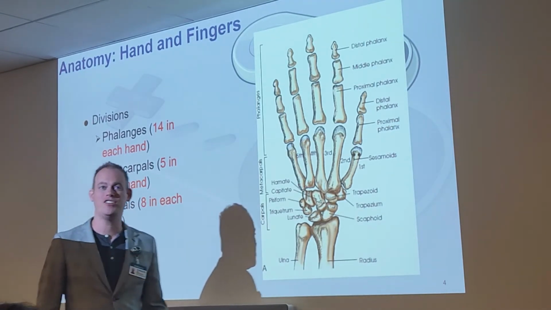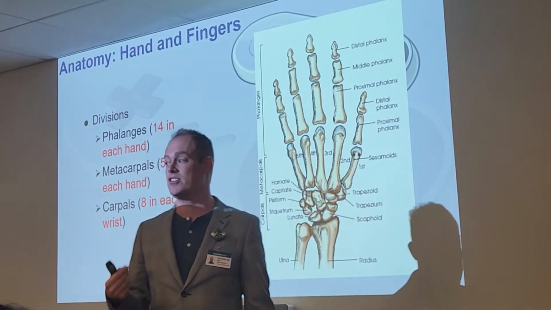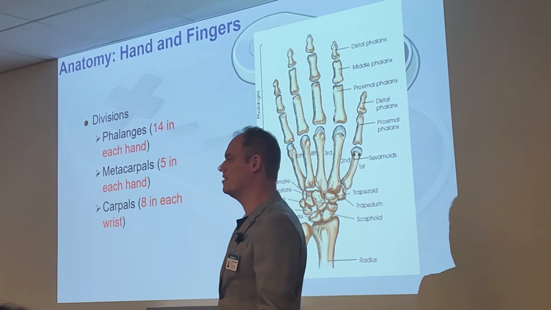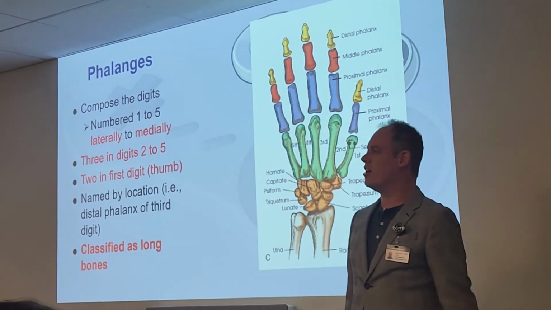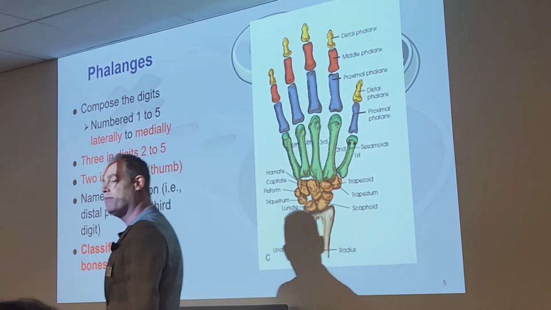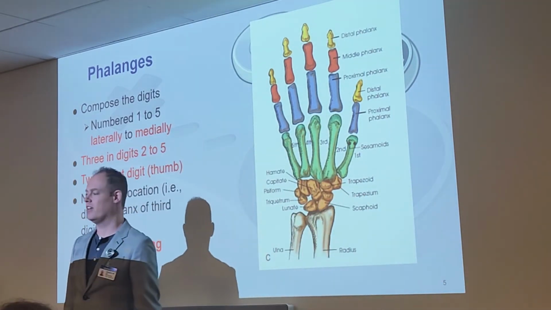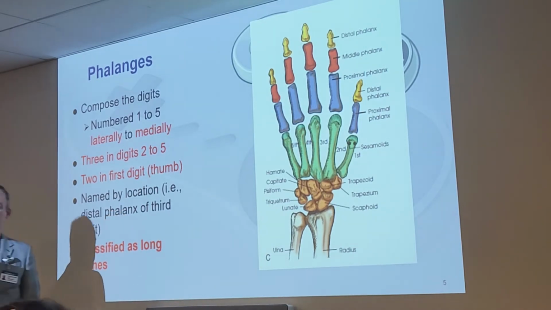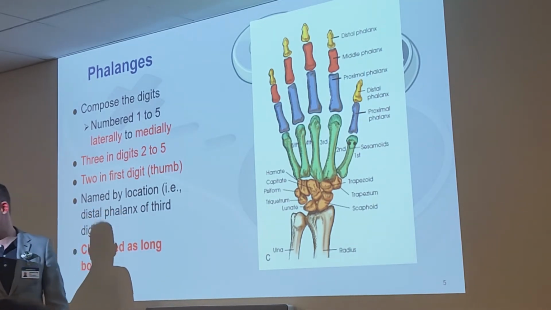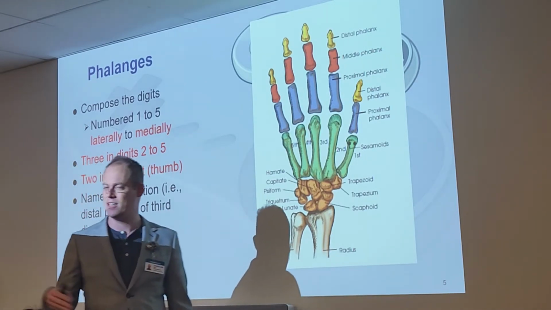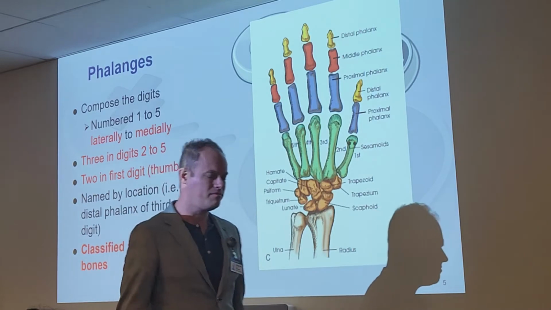Now, each of those phalanges, or each phalanx, has divisions on it as well, a head, body, and base. We're going to look at that as we move forward. All right, so let's talk about those phalanges that you are passing around right now. That's what composes our digits. Our digits are numbered 1 through 5. So we have a lot of overlap there. We have 4 fingers, 1 thumb, but we have a total of 5 digits. That makes sense? 4 fingers, 1 thumb, but 5 digits.